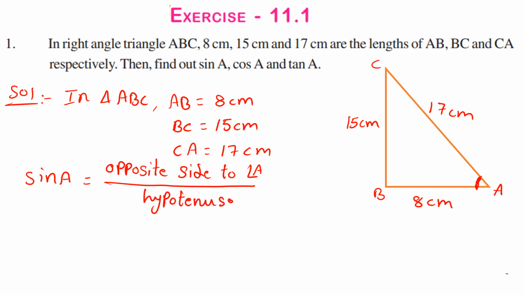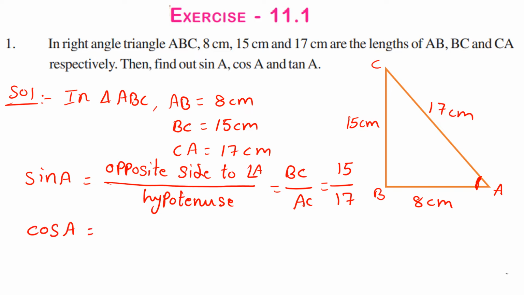So write that here, what is opposite side to angle A? That is BC, right? BC by AC, that equals 15 by 17. 15 by 17, that is sin A. Okay, now write cos A here.